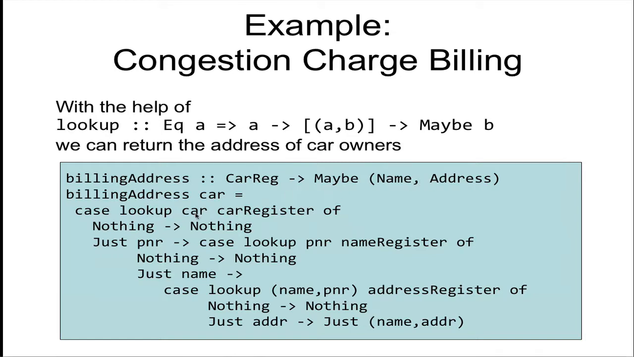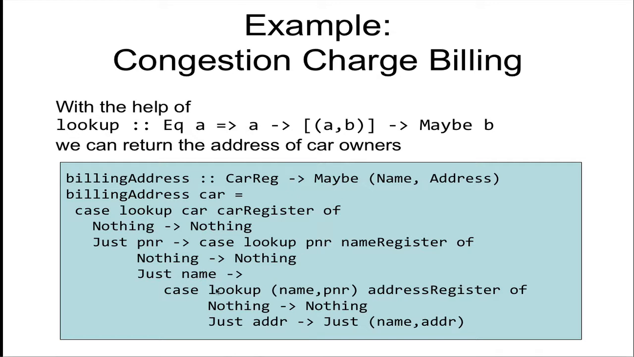The first lookup we do is look up the car in the car register. If it gives us nothing, well, there's nothing we can do. If we find a personal number, we get a Just personal number, then we can look up the personal number in the name register. So we do another case expression after we've looked up the personal number in the name register. If that gives us nothing, then we still can't get an address. But if we get a name, so what have we got so far? We've got a personal number and a name.